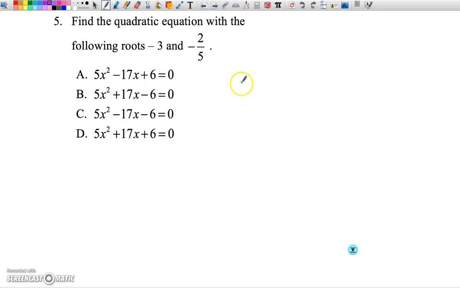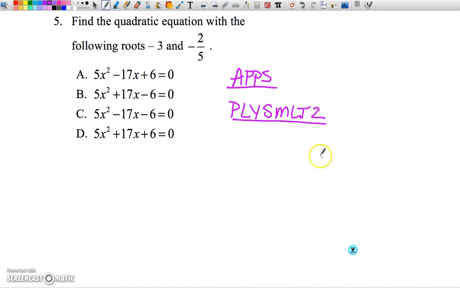Now the reason is because you can use the app. So push the apps button on your calculator. You're looking for PlySmlt 2. From there, this is your A2, or I'm sorry, A1? I don't remember how they have it listed. A2 and A3, or maybe it's backwards. I can't remember, but the way that it's on the calculator, you just put those numbers in.